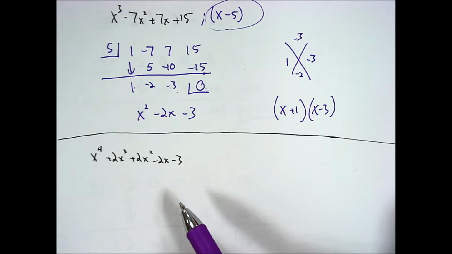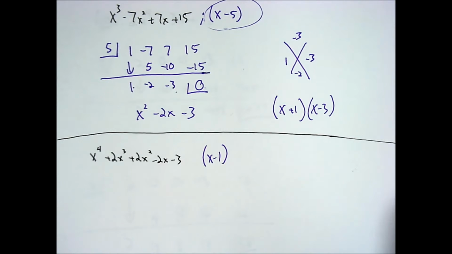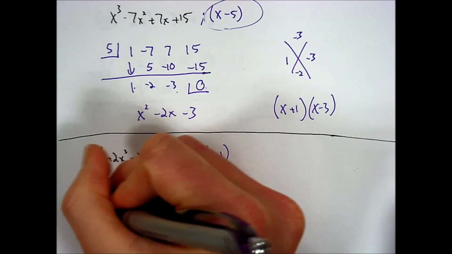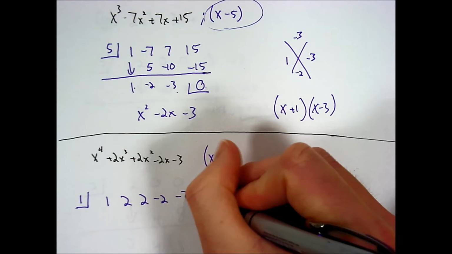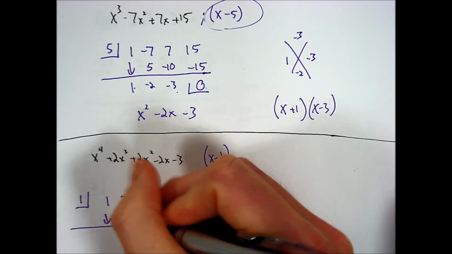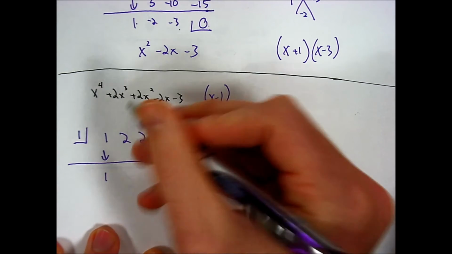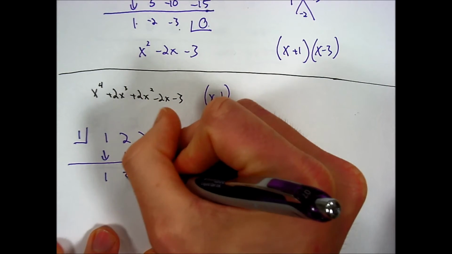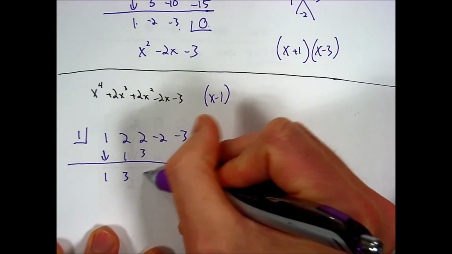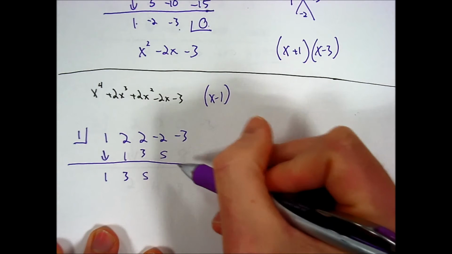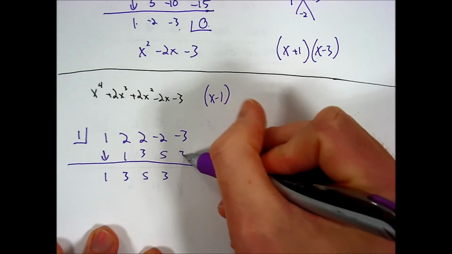We're going to give you x minus 1 to start with. Okay, so we got 1 up there in the box. 1, 2, 2, negative 2, negative 3. First one comes down. Okay, multiply it up to the top. 1 times 1 is 1. Add down, 3. 3 times 1 is 3. Add down, 5. 5 times 1 is 5. Add down, 3. And 3 times 1 is 3. Add down, we get a 0.